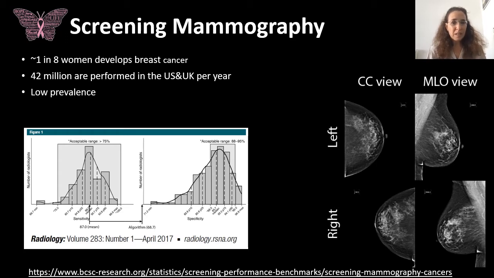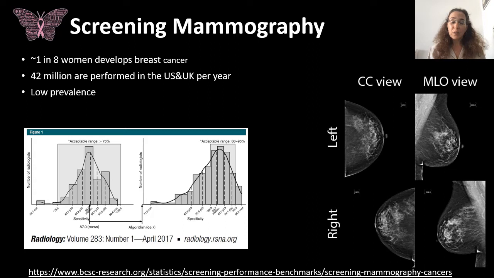And you can see here a graph taken from Lehman et al., a paper that came out in 2017 in Radiology journal, where you can see the average radiologist performs around 87% sensitivity with 89% specificity. This, first of all, leaves room for improvement. And additionally, you can see that the variability in the performance of radiologists is pretty significant, where you can find that the lower performing radiologists are quite far away from the 87% sensitivity or 89% specificity.